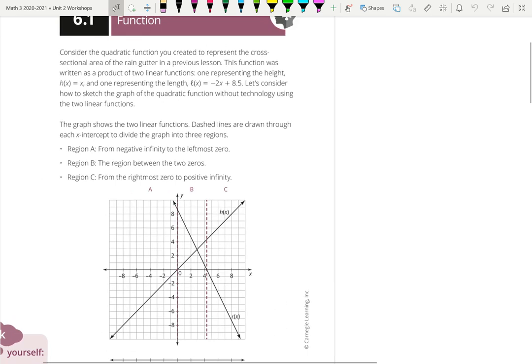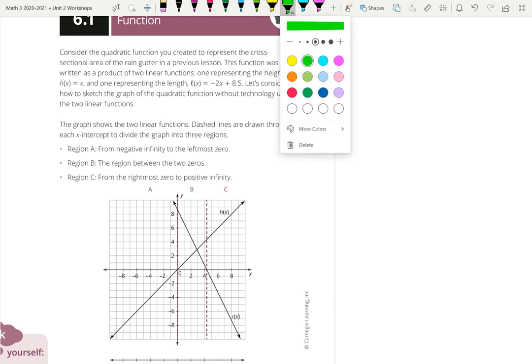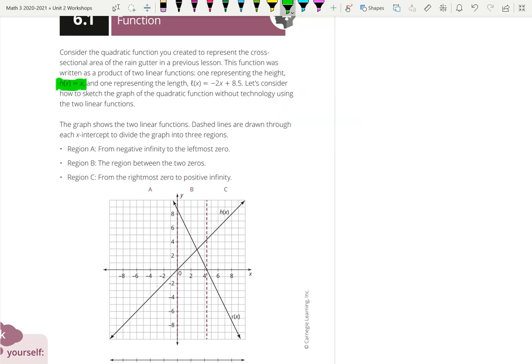All right. Consider the quadratic function you created to represent the cross-sectional area of the rain gutter in a previous lesson. Let's look at the situation that's presented. It's basically saying that there's this function, h of x, right here. I have this other function, L of x, right here. Both of those are graphed. I'm going to switch the color of these lines to help show which one I'm talking about.